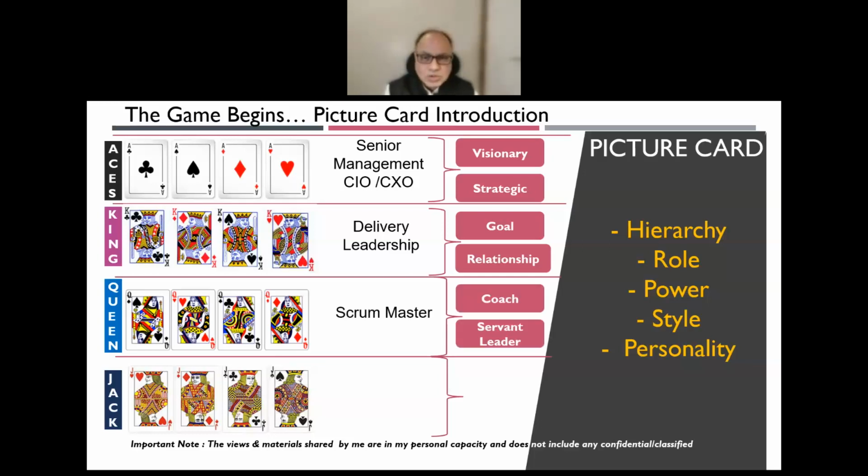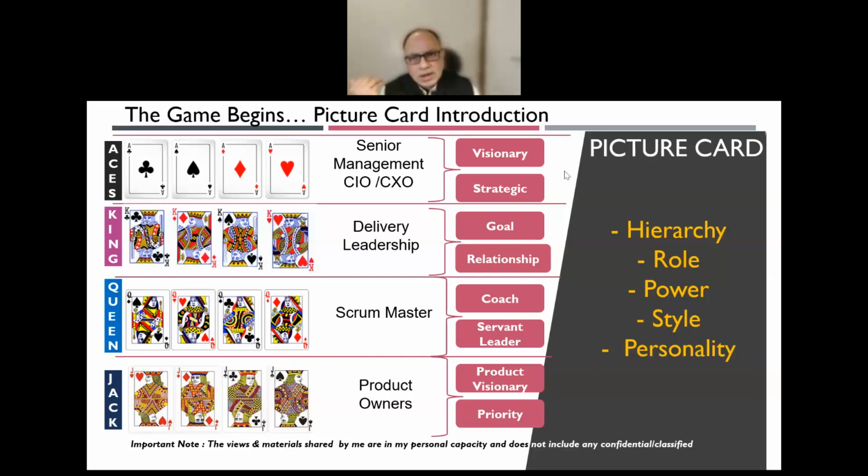Queen is a scrum master, who is a coach and a servant leader to the team. And Jack is a product owner. So those are the 4 hierarchies in the picture cards. These hierarchies represent the power they have, the role they are playing, the style they have, and the personality they will have. That is what this hierarchy represents.